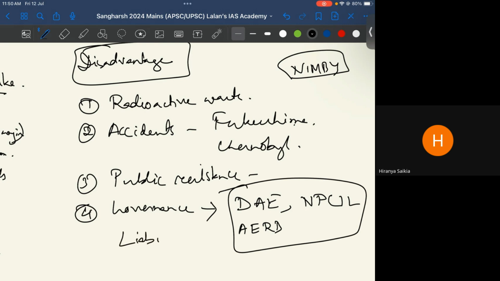Liability issue: liability of nuclear damage. Liability is an issue.